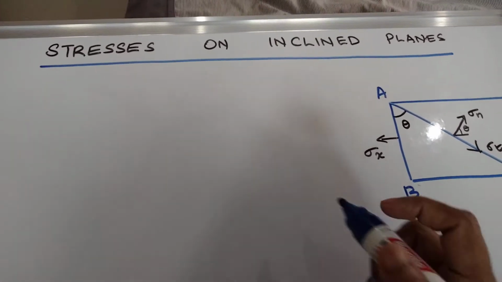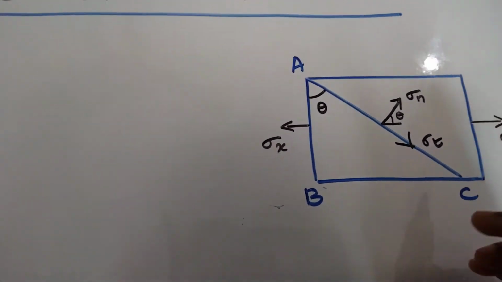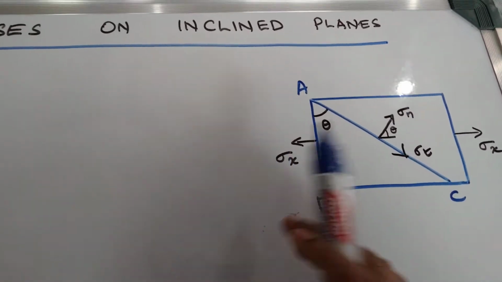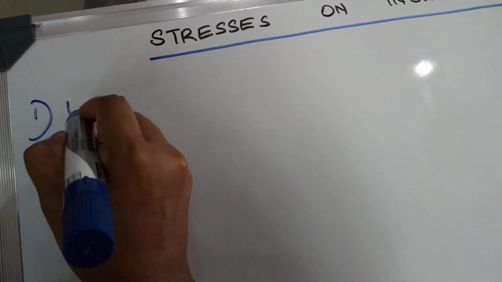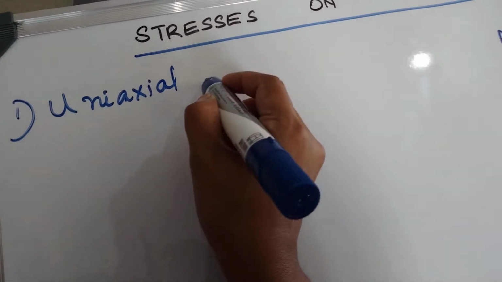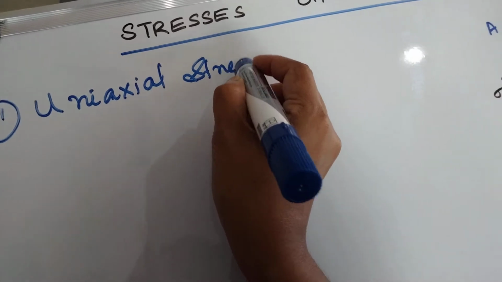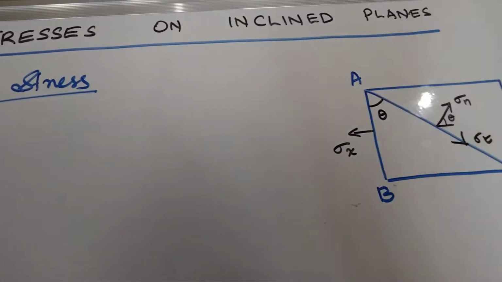So first we'll see the first portion, that is stresses on inclined planes. For that we are considering the first case. For stresses in inclined planes, we are considering two cases. First is when it is subjected to uniaxial stress, and next is biaxial stress.